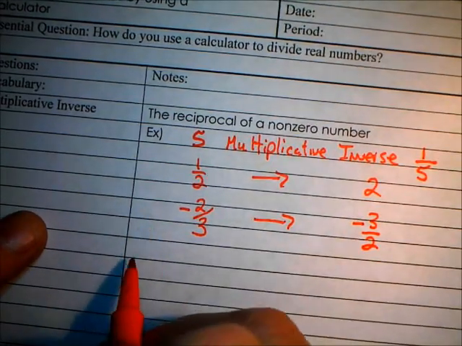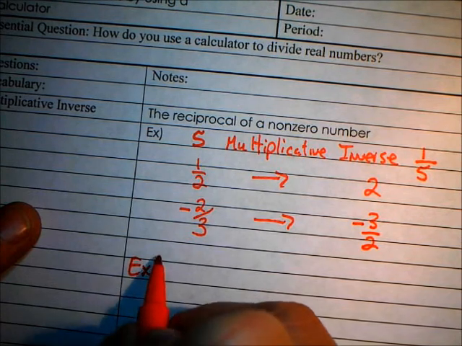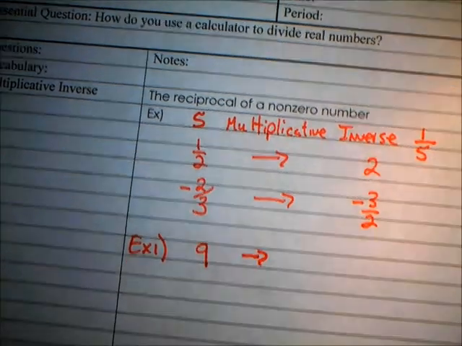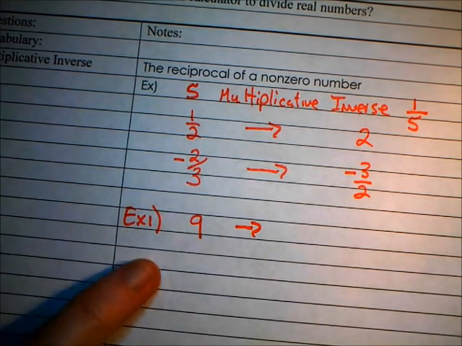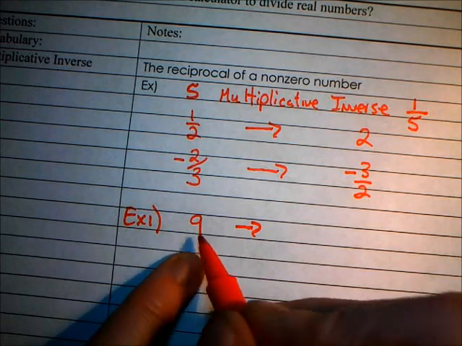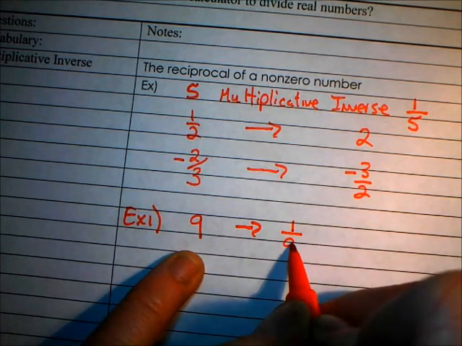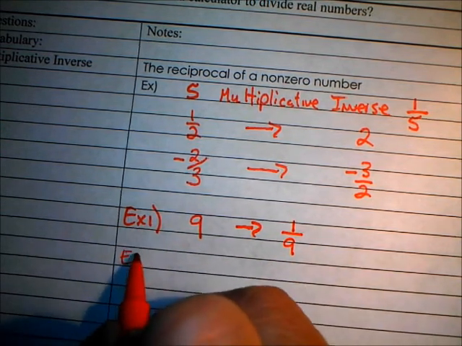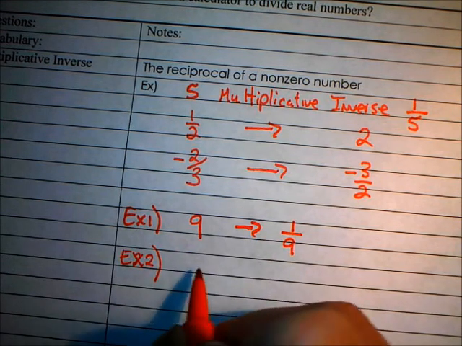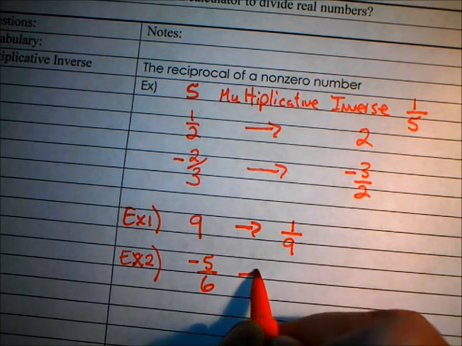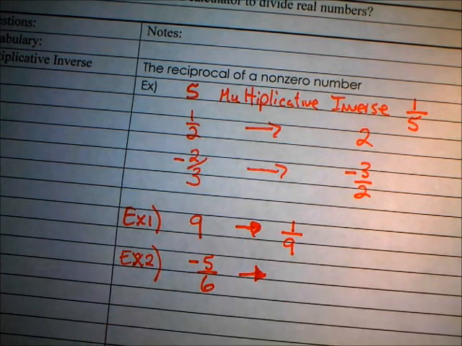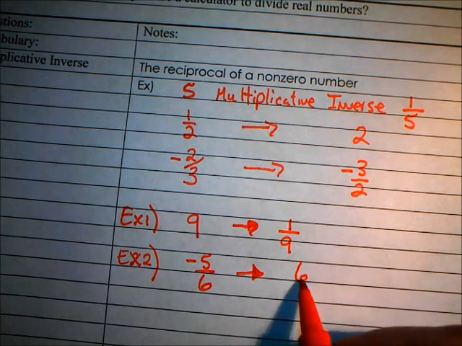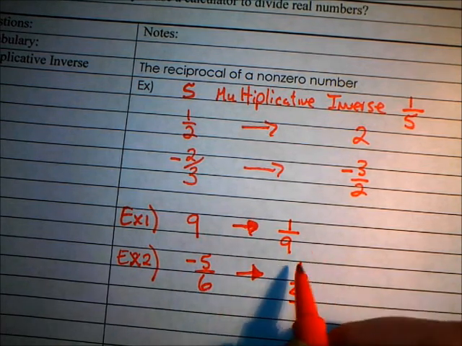Okay, so for example, suppose I give you example number 1. I give you the number 9. What is the multiplicative inverse? Well, if I have a whole number, that means I have to make it a fraction, which means 1/9 would be your answer. If I do example 2, if I give you -5/6, what's going to be your multiplicative inverse? Well, flip it. And the 5 was negative, so now the 6 is negative.